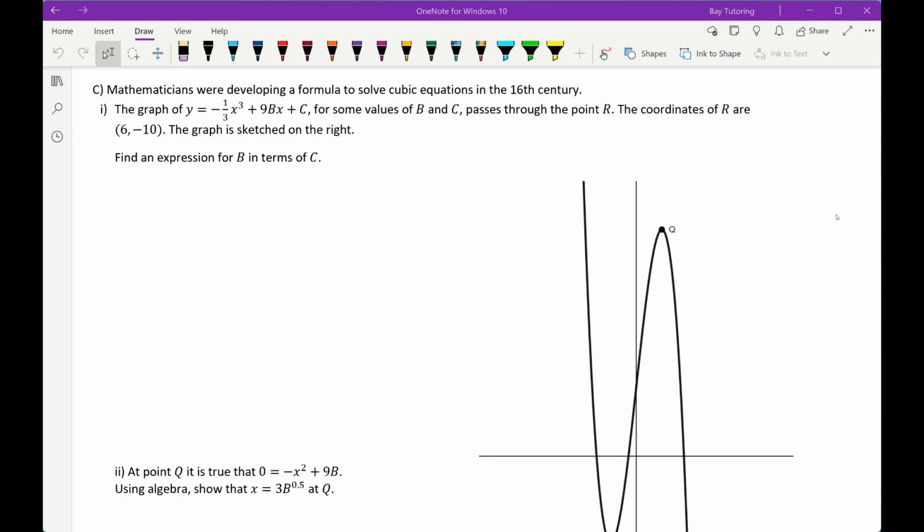Part C now. Mathematicians were developing a formula to solve cubic equations in the 16th century. The graph of y equals negative 1/3 x cubed plus 9bx plus c, for some values b and c, passes through the point R. The coordinates of R are (6, -10), and we've got the graph sketched on the right. Find an expression for b in terms of c.